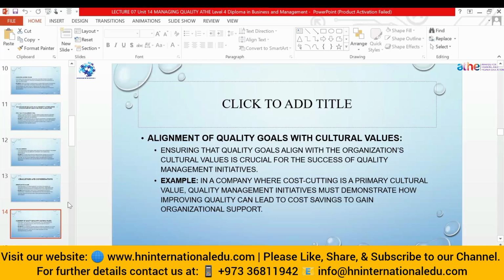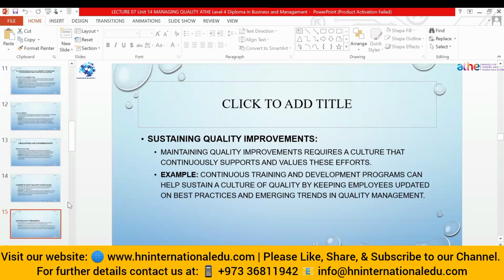Okay. Then we have sustaining quality improvements. Maintaining quality improvements requires a culture that continuously supports and values these efforts. That is, those organizations which thrive for improvements have to improve themselves. This is their ultimate goal. Why? Because they want to be successful in the longer run. Plus, they want to sustain in the market, in the industry, for a longer period of time.